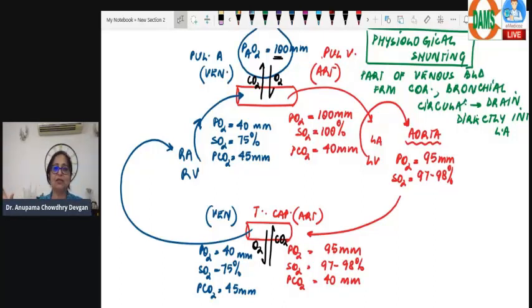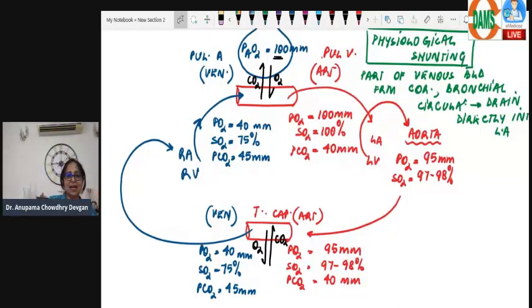Part of venous blood from the coronary and bronchial circulation drained directly into the left atrium. Now this arterial blood from the aorta goes into the tissue capillaries. Exchange will happen. Oxygen will move from the tissue capillary into the tissues, and CO2 from the tissues into the tissue capillary.